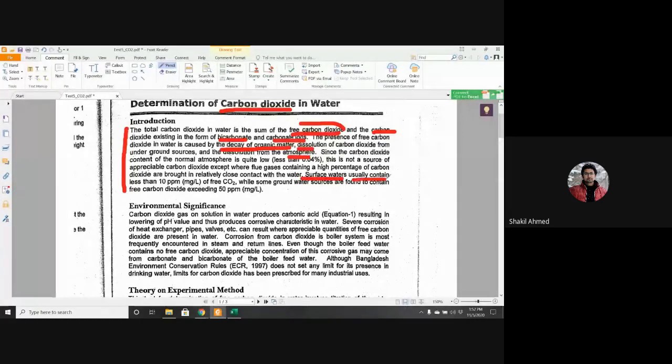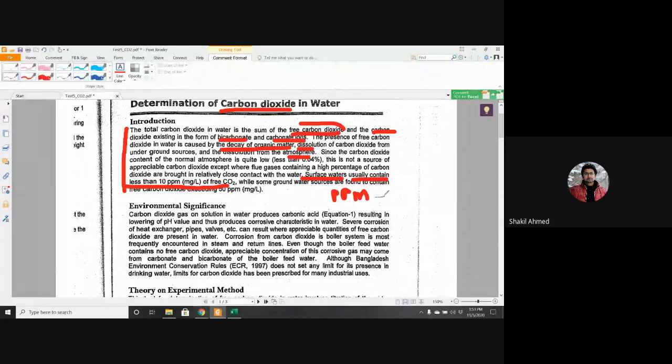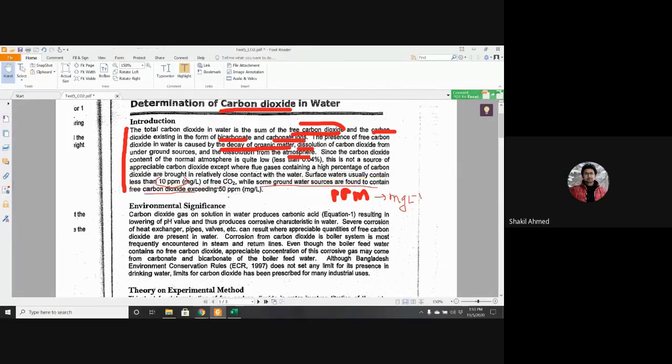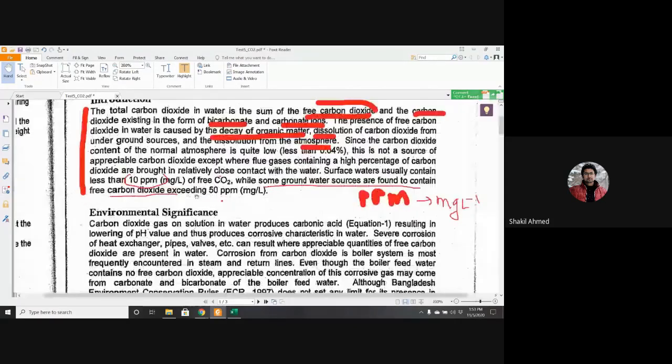Surface water usually contains less than 10 ppm. ppm means milligram per liter, by the way. So usually in surface water, carbon dioxide concentration is only 10 ppm, while some groundwater sources are found to contain free carbon dioxide exceeding 50 ppm. Sometimes in groundwater, carbon dioxide concentration will be much higher.